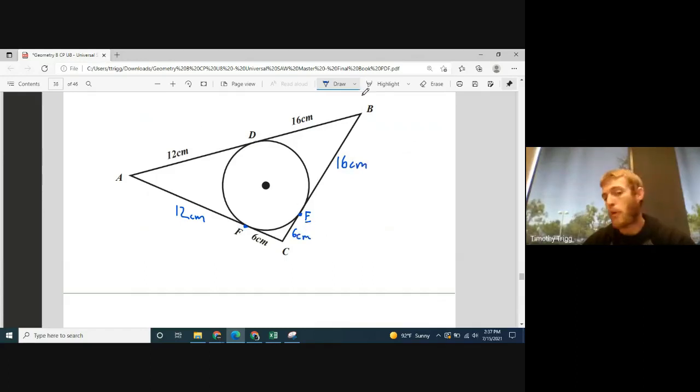So what's the total perimeter around the triangle? Basically adding up all the edges of this triangle. So 12 plus 6 plus 6 plus 16 plus 16 plus 12. So the total perimeter of this triangle is 68 centimeters.